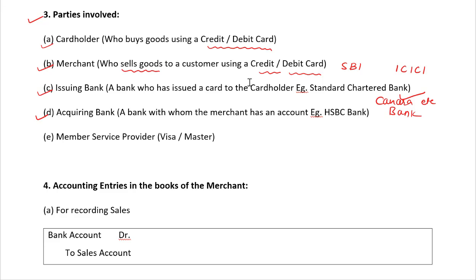Acquiring bank, a bank with whom the merchant has an account, example HSBC. And member service provider, the service provider could be Visa card or MasterCard, we have RuPay card, etc. These are the service providers of the cards. Is it clear to all?